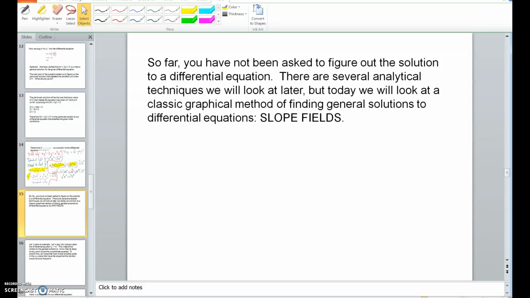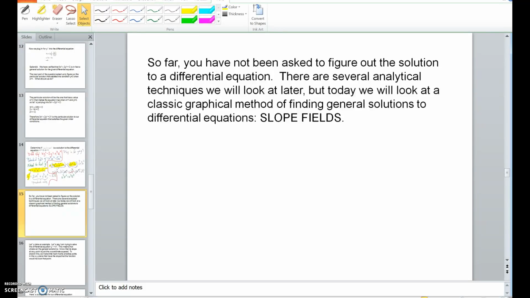Okay, welcome back. In this video, we're going to be talking about slope fields. So slope fields are a visual way to try to envision what the general or particular solutions to a differential equation look like. There are some analytical techniques using integration that help us find solutions that we're going to do in the last video. But here we're just going to be looking at a graphical way.